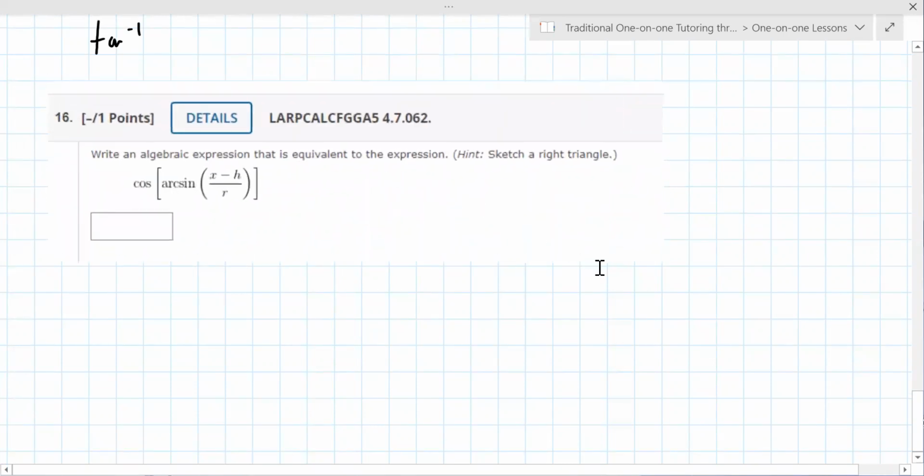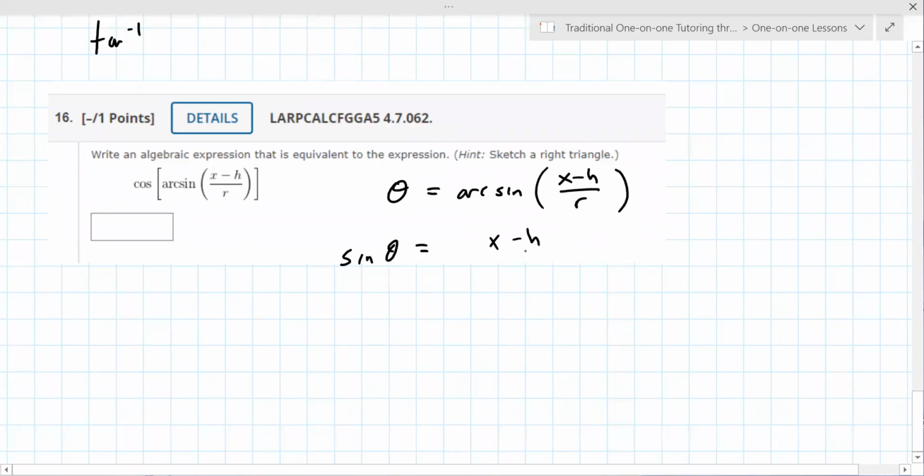All right, so arc sine. What you're doing is you're saying theta equals arc sine of (x minus h) over r. And then if you take the sine of both sides, the sine of theta equals (x minus h) over r, because sine undoes arc sine.